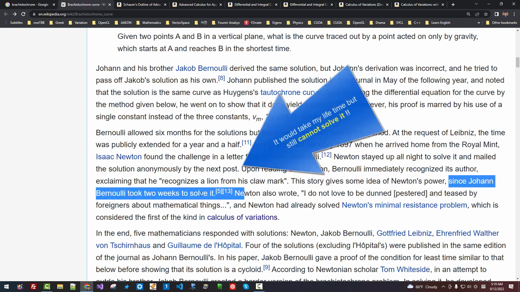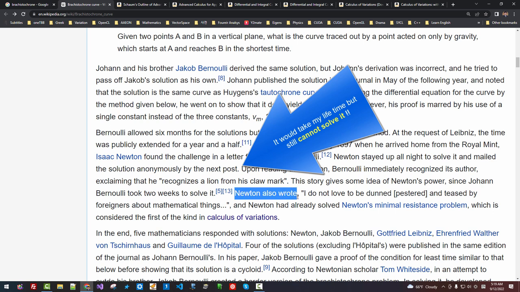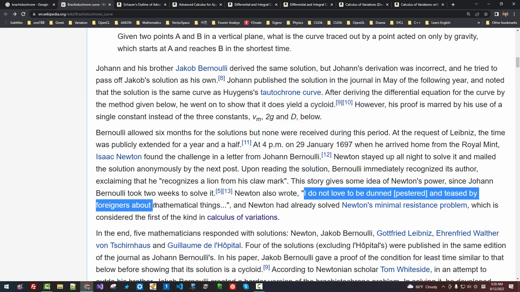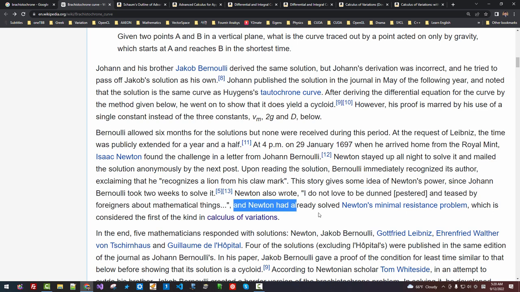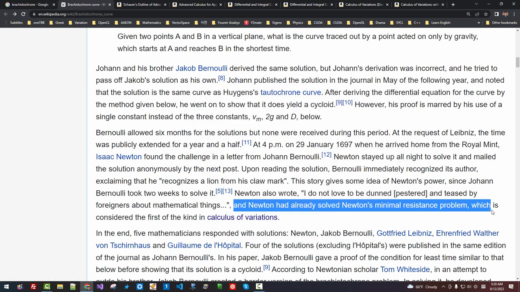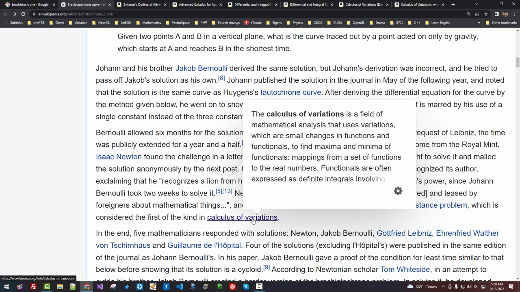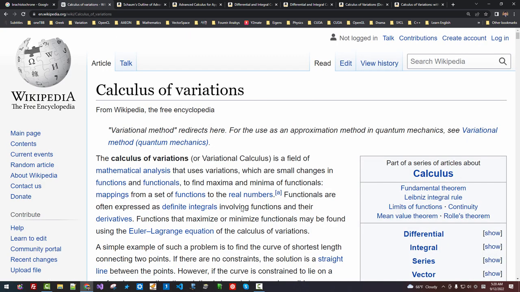Since Johann Bernoulli took 2 weeks to solve it, Newton also wrote, "I do not love to be dunned, pestered, and teased by foreigners about mathematical things." And Newton had already solved Newton's minimal resistance problem, which is considered the first of its kind in the calculus of variations. So, we will learn calculus of variations in the near future.